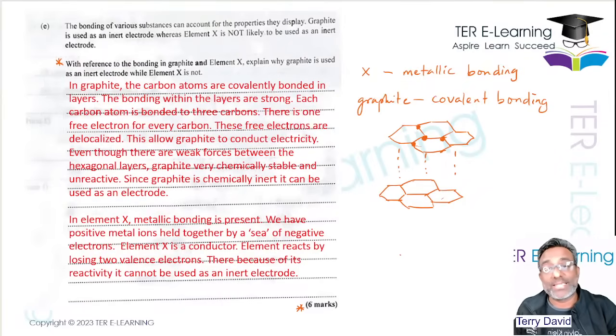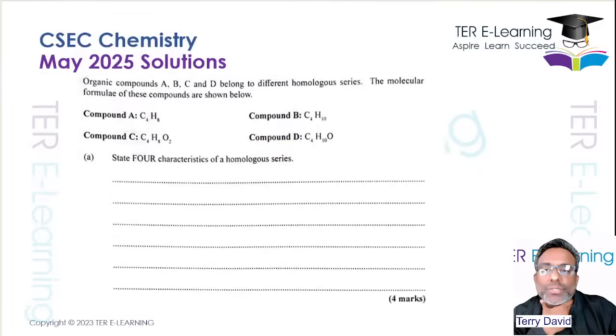This here is 6 marks. So if you have much of what I have here, then chances are you're going to get some marks. But you need to talk about the structure of these two things, the graphite as well as the element X. This is the only question here that really could potentially give you some trouble. So let's move on now.